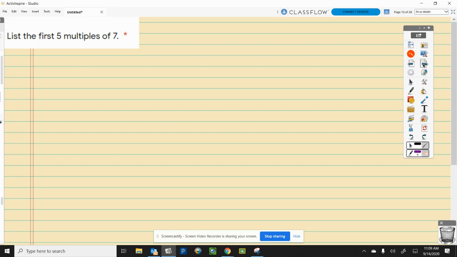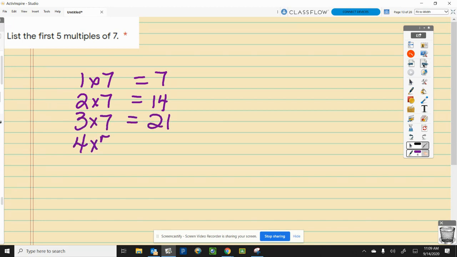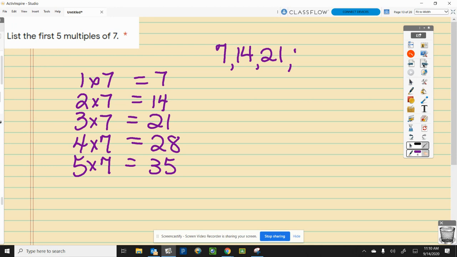Here you need to find the first 5 multiples of 7. So I want you to find those 5 multiples of 7. Go ahead and do that now. Okay, if I did this correctly, I said 1 times 7 equals 7. 2 times 7 equals 14. 3 times 7 equals 21. 4 times 7 equals 28. And 5 times 7 equals 35. So my answers would be 7, 14, 21, 28, 35.